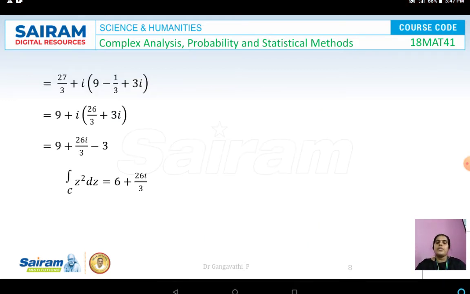So now substitute the limits. On substituting the limits for real and imaginary parts, we get 9 into 9 minus 1 by 3 gives us 26 by 3 on taking the LCM, and this 3i is as it is. So 9 plus 26i by 3 minus 3. So multiply this i inside. So it becomes 3i square. I square is minus 1. That is why we get minus. So integral over C z square dz is equal to 6 plus 26i by 3.